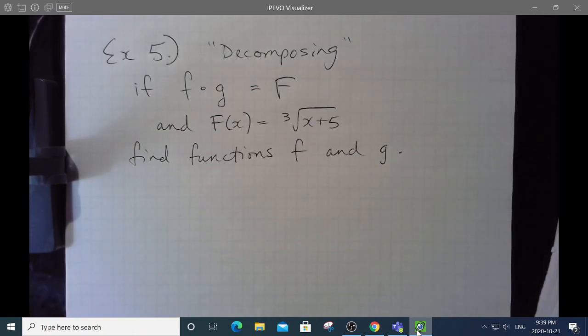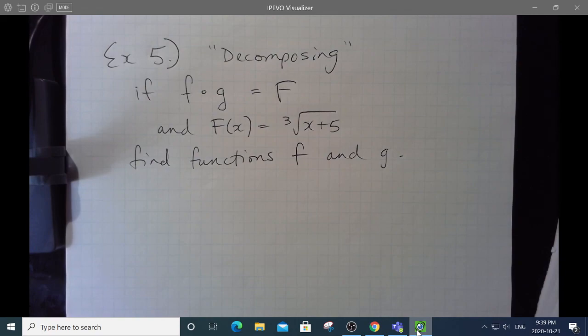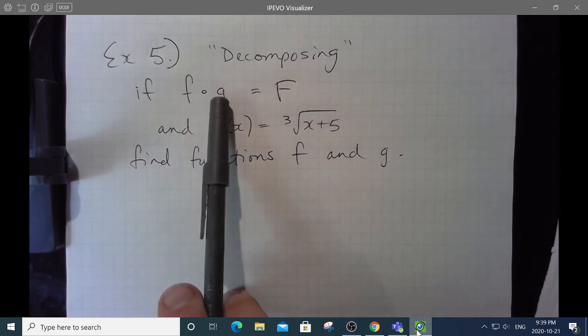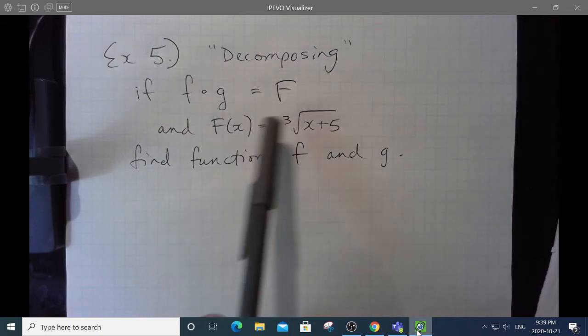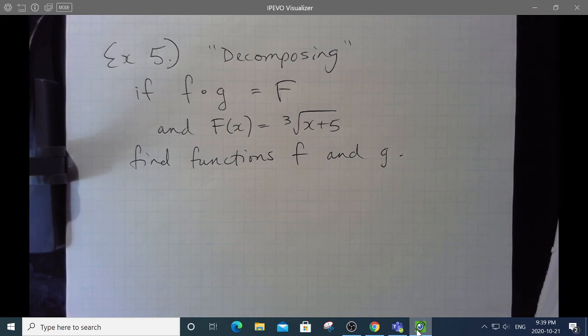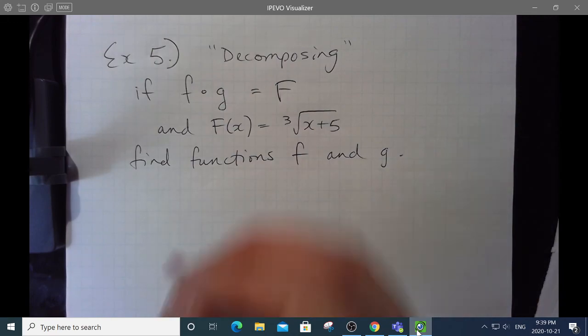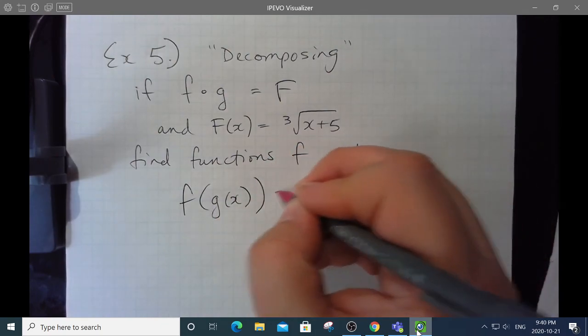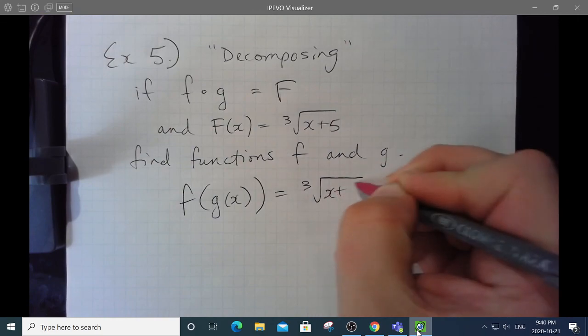And example 5, decomposing. Like everything in math, once you learn how to use it forwards, we want to see if you can do it backwards. What if I know I have this big function, call it capital F, and it's actually f of g of x? And I tell you that this function is this. So this is the composite of two functions. What are they? Well, let's see. What two things could I put inside? So f of g of x has to equal the cube root of x plus 5.